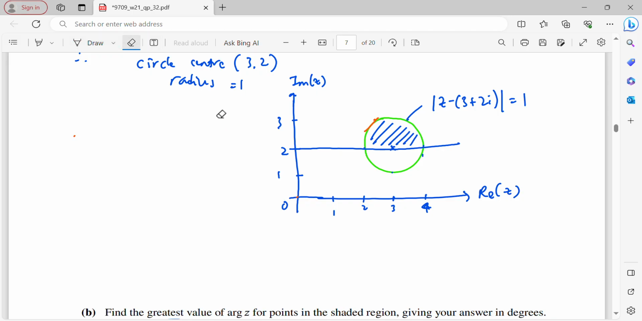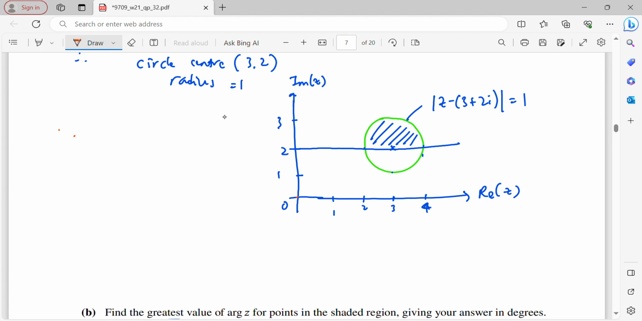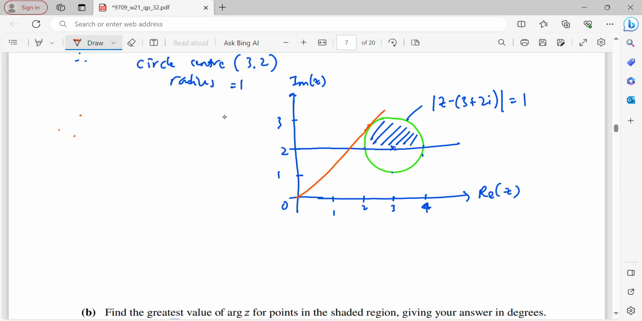Okay, now for the greatest argument, you just check which point will give you the greatest angle. So for my graph here, it should be somewhere here. That is the greatest. Then how do we find this? Here will be touching, that means here is 90 degrees. Then I can split it into 2, because I know that this point is 3, 2. Then with 3, 2, I can find the angle.